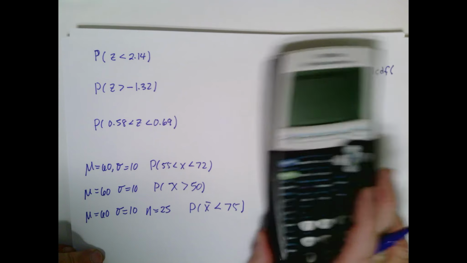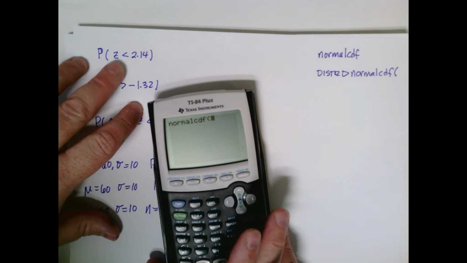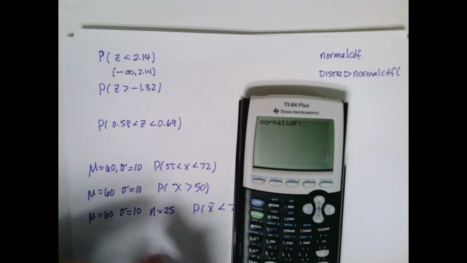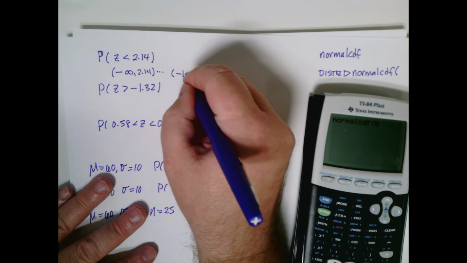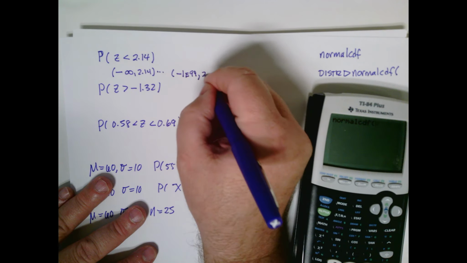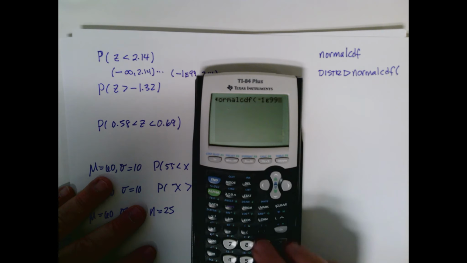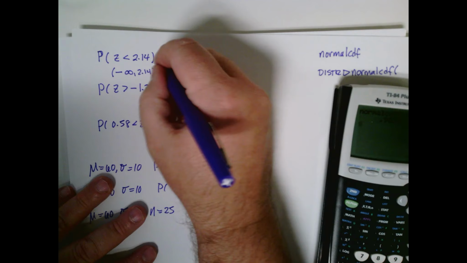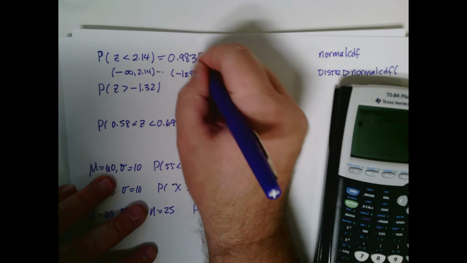Now you go over to these problems with the Z's, and all you have to do is put in two numbers. Since this one is a less than, we need to think of negative infinity to 2.14 as our interval. This calculator doesn't have an infinity button, so instead we use minus 1 E 99, comma, 2.14. The E is above the comma. Close parentheses, and we get 0.9838, and that's the area under the curve.